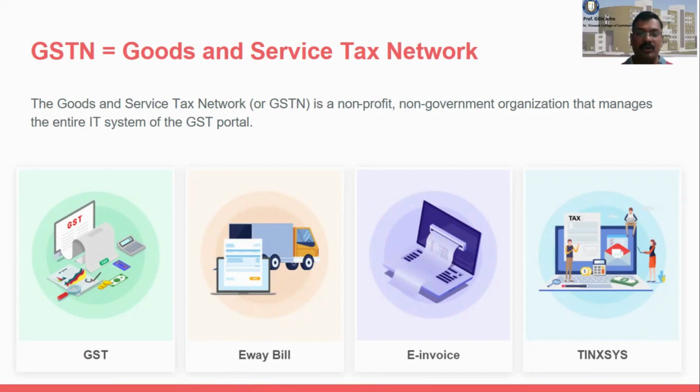Now, if you log on to gst.gov.in, you will get the entire details of GST. Now, this has got various terms. One is called GST, the other ones are e-way bill, e-invoice, and TINXSYS, which is a system. Now, let's look at it.